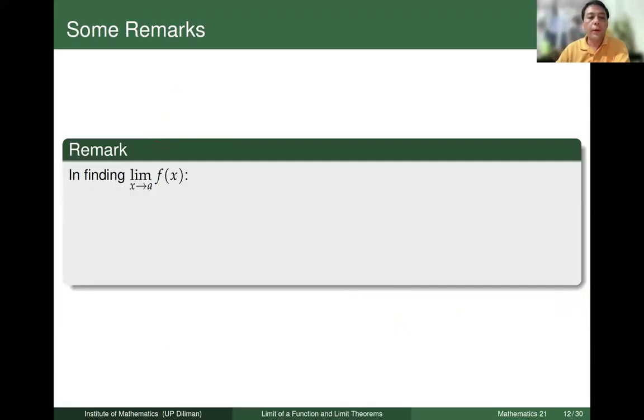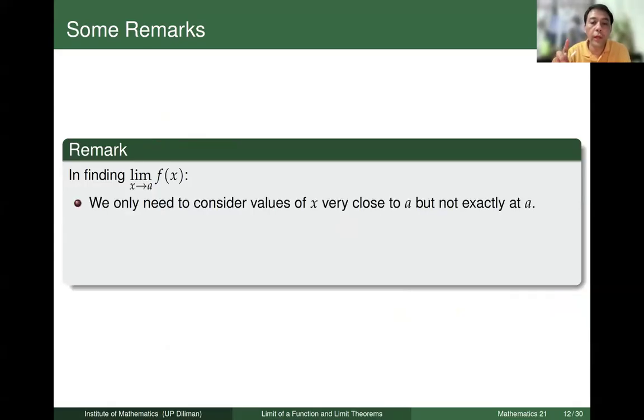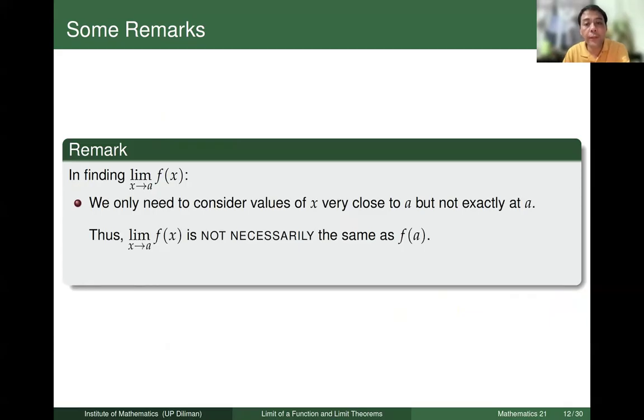So in finding the limit of f of x, this is what we usually do. First, you only consider values of x very close to a, but not exactly at a. So the limit of f of x is not necessarily the same as f of a. That's the simplistic idea. No? You just compute f of a and that's the limit. That is not always true, as we have seen in previous examples.